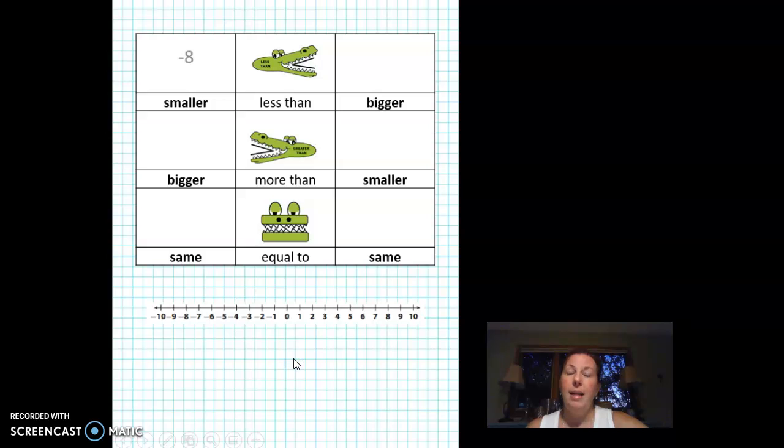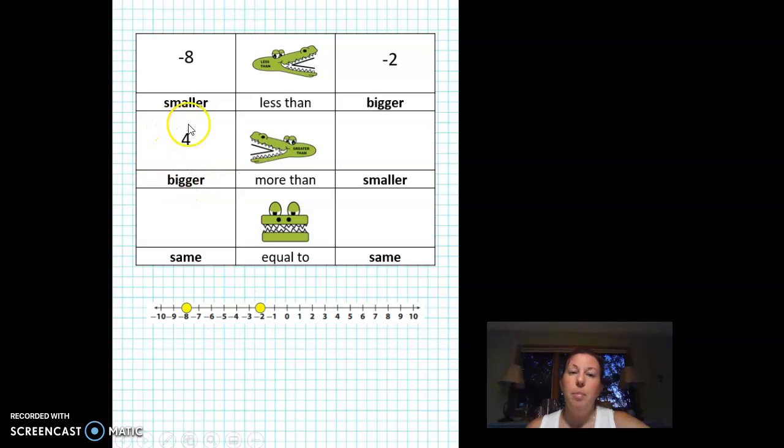If you write -8 as the smaller number, it appears here at this yellow dot on the number line. If we put -2 in as the bigger number, it is this other yellow dot on the number line. If you notice, -8 is farther to the left than -2. This means that -8 is less than -2.